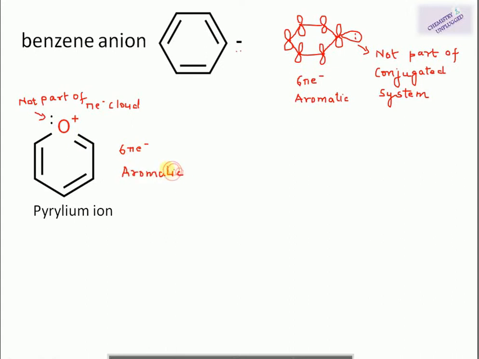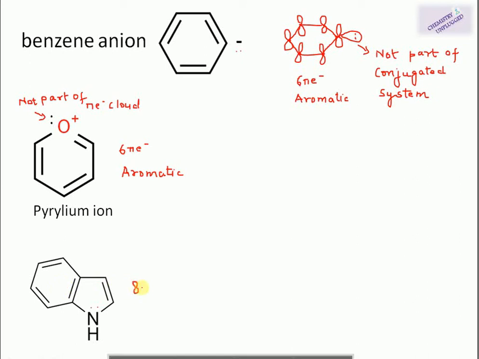Then we have the example of indole. Indole has 4 pi bonds, meaning it has 8 pi electrons, but we know that this nitrogen is also carrying a lone pair of electrons. It is similar to pyrrole, and this lone pair of electrons is in the plane of these p orbitals.